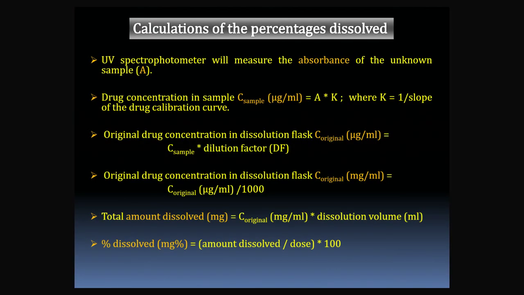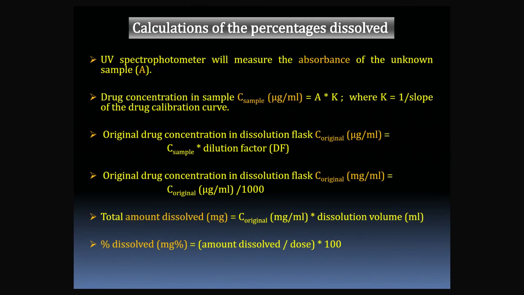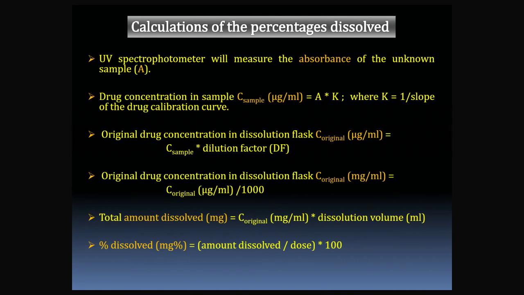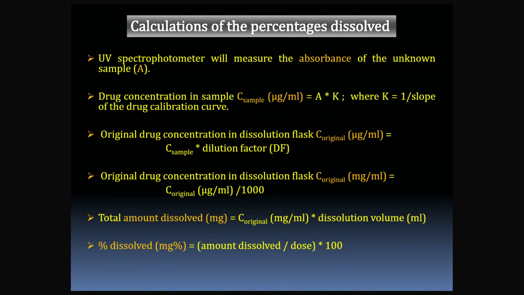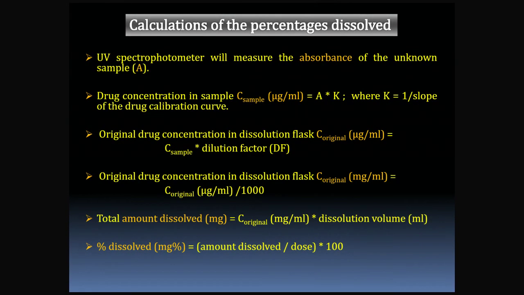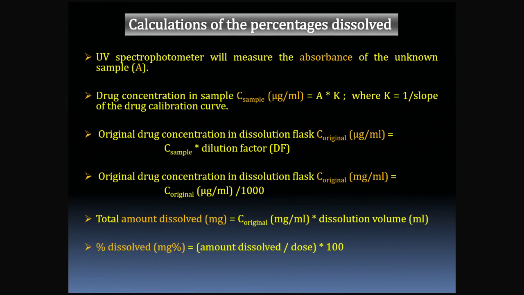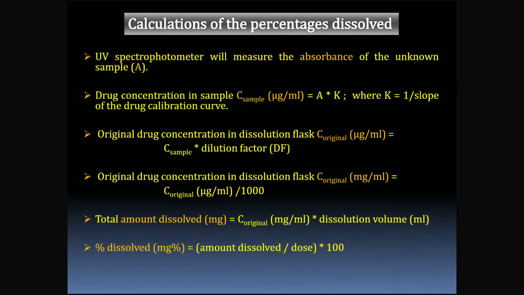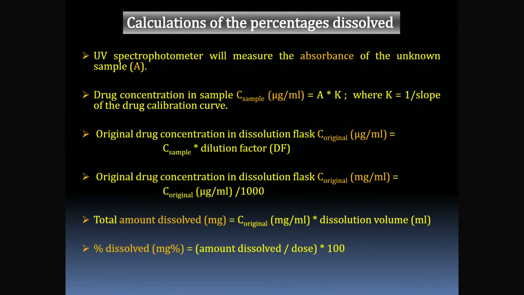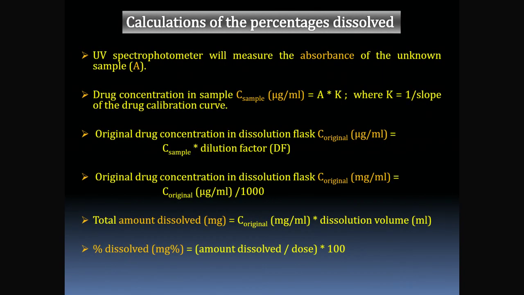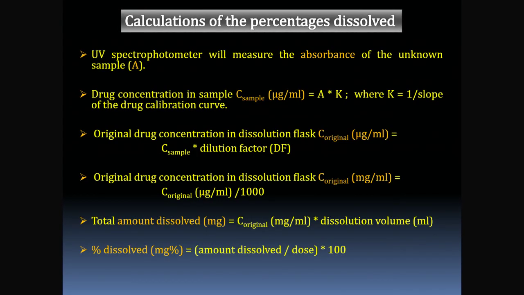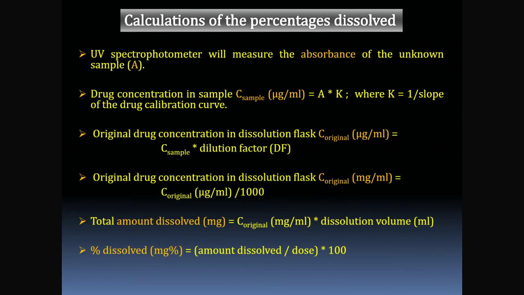Convert the UV absorbance reading into a sample concentration by multiplying it by K, the reciprocal of the calibration curve slope. Because you likely diluted the aliquot, you must multiply this value by the dilution factor, and then divide by 1,000 to shift your units from micrograms to milligrams per milliliter. Next, multiply this concentration by the total dissolution volume in the flask to determine the specific mass of drug that has entered the solution phase. To finalize your kinetic profile, divide this total amount dissolved by the initial dose and multiply by 100 to yield the precise cumulative percentage of drug release.